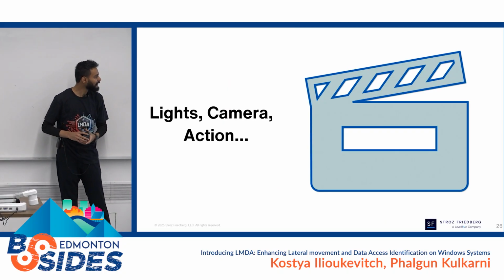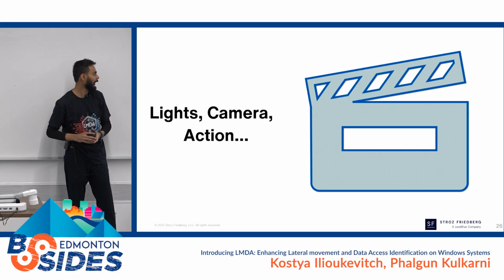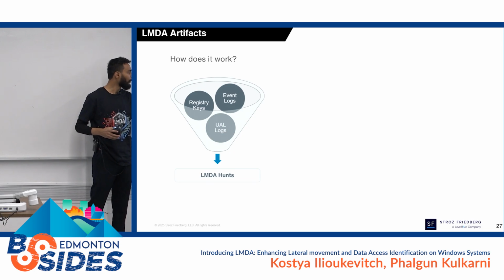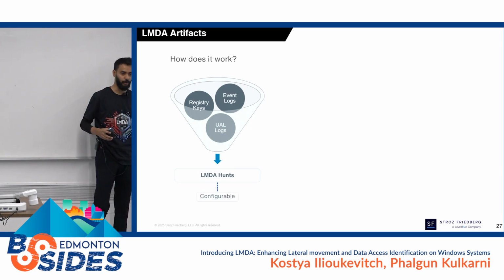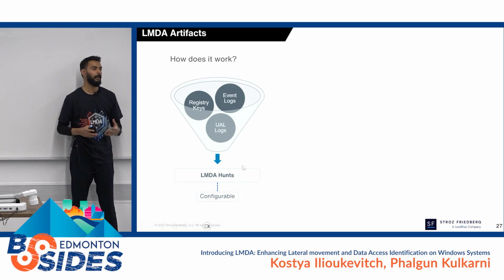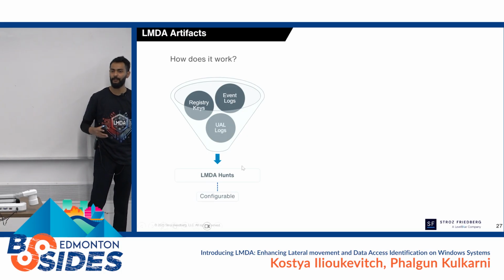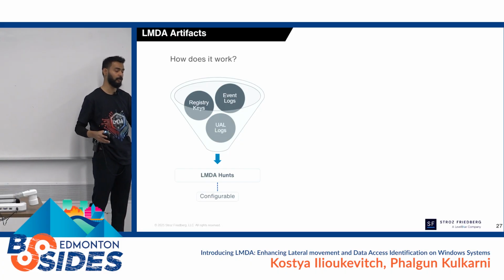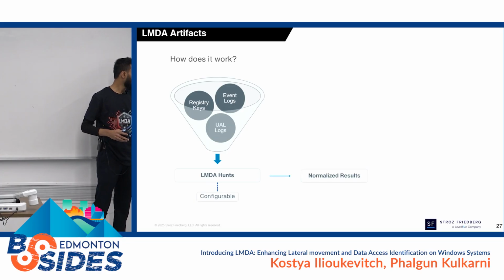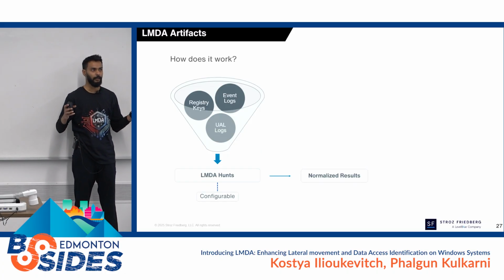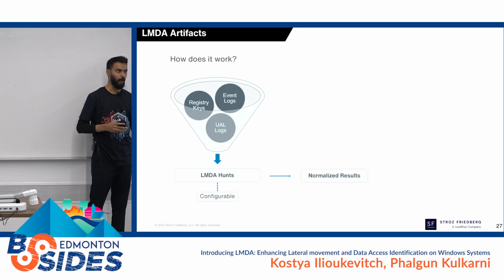All right, let's take a peek under the hood at how Lambda actually works. So as discussed before, we have multiple artifacts in two configurable hunts. And when I say configurable, you can exclude or include artifacts as you will. So you do not need to use all the artifacts, as we discussed. We present normalized results, meaning results from LNKs, Jumplists are in a format that is not differentiated.